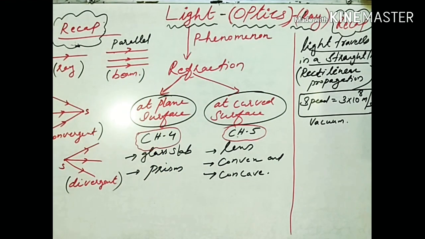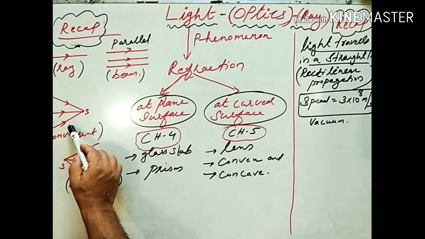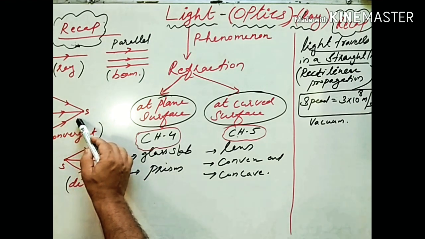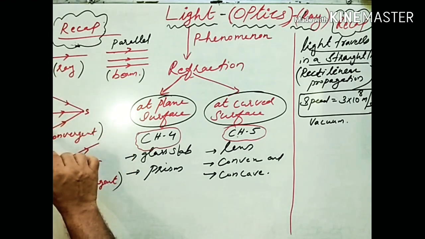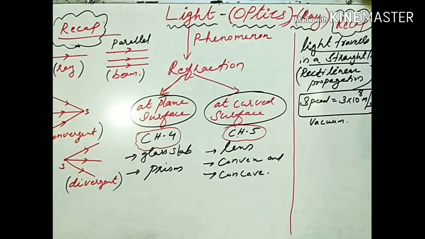All right, okay. Then what is a convergent beam of light? So convergent, here the rays are meeting or converging at a point from different direction. You can see the rays are meeting at a particular point. This we call it as convergent beam of light. Then divergent beam of light, from the point light is diverging in all direction, that we call it as divergent beam of light.